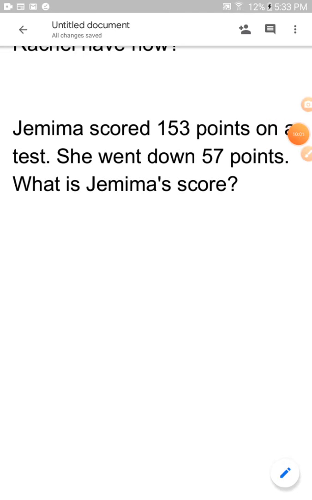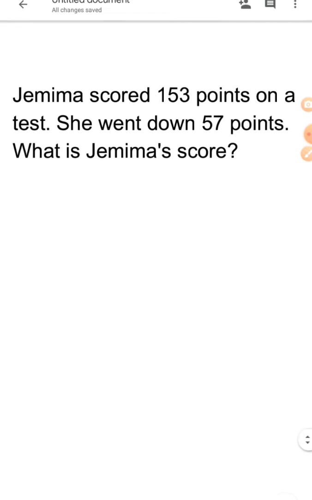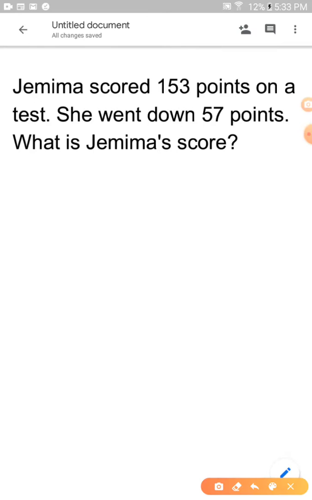Alright, here's another one. Jeremiah scored 153 points on a test. She went down 57 points. What is Jeremiah's score? Alright, so first she scored 153. 153 points down. So obviously down would require subtraction. So that would be our key word. And 57.